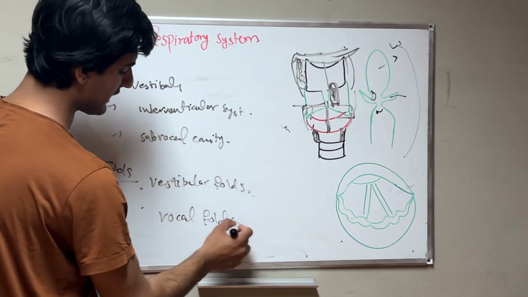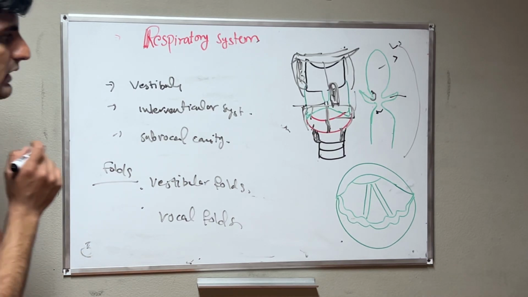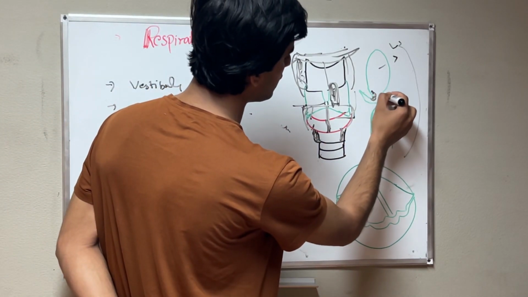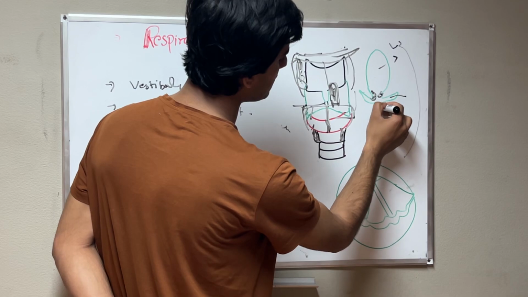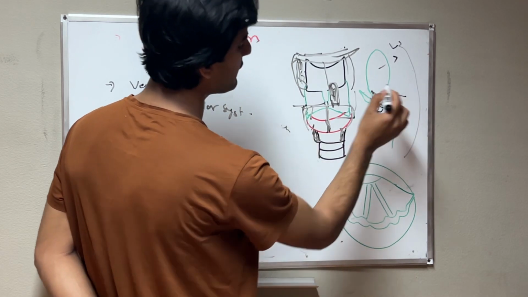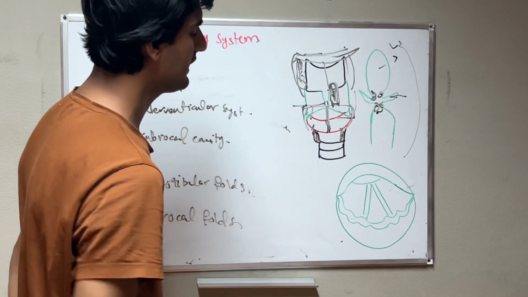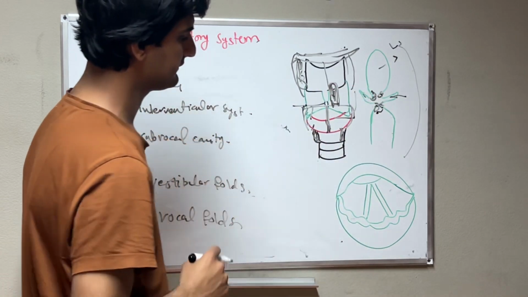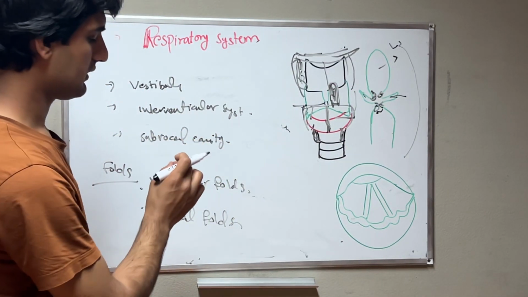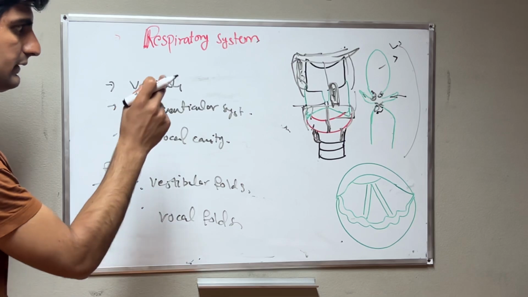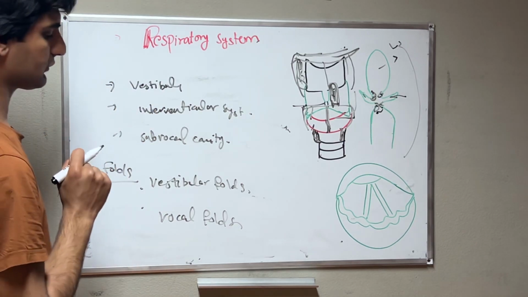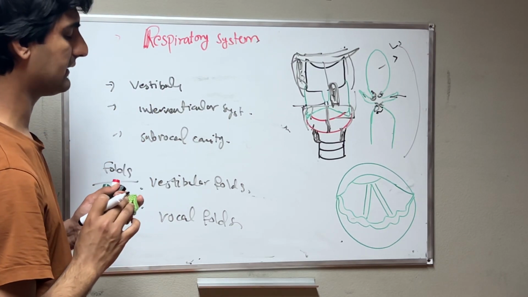Two types of fold, which I told: the vestibular fold and the vocal fold. Here you can see the vestibular fold, and here is the vocal fold, and between them we have the intraventricular system. These are the ventricles. And here we have the laryngeal ligaments. These are the folds of the larynx. Now there we have two rima.